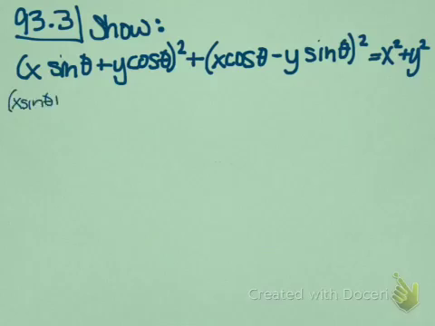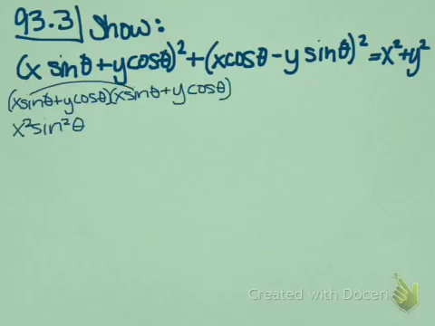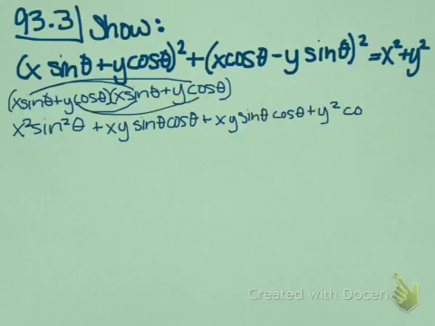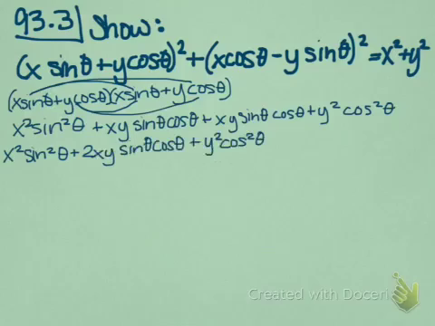So (x sine theta plus y cosine theta) times (x sine theta plus y cosine theta) becomes x squared sine squared theta plus xy sine theta cosine theta plus xy sine theta cosine theta plus y squared cosine squared theta. So it's a huge long list. Now we're going to put those xy sine theta cosine thetas together, so we get 2xy sine theta cosine theta, and we have x squared sine squared theta plus y squared cosine squared theta.